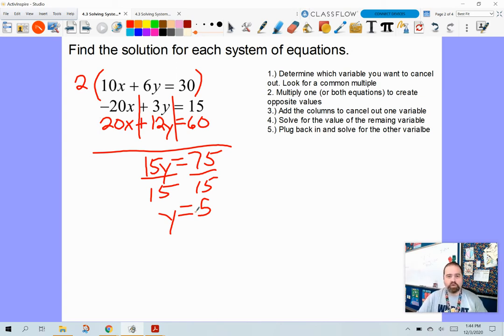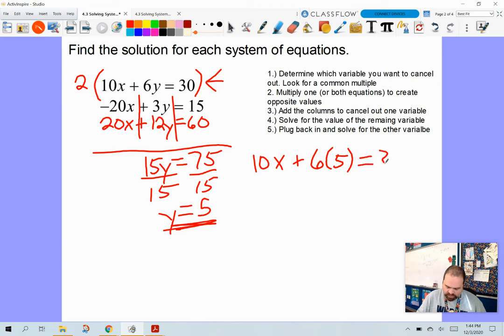Again, I try and steer away from negatives if at all possible. I try and look for the one that might be easier to work with. So I'm going to take this y value and plug it back into my original top equation. So I still have 10x plus 6, and I'm going to plug in that y value of 5, equals 30.